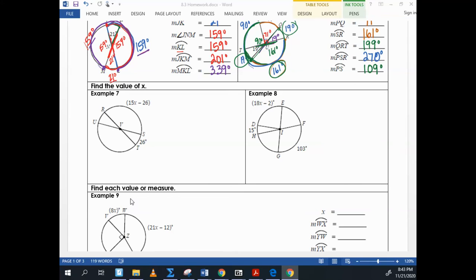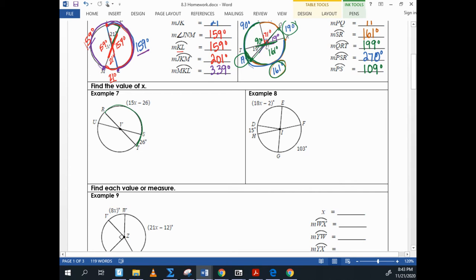All right, we're back with example number 7 right here. This time they've given us a few different arc measures. Notice that they've given us this arc here between R and S, and that arc measure is 15x minus 26. And then this arc measure right there is 26.